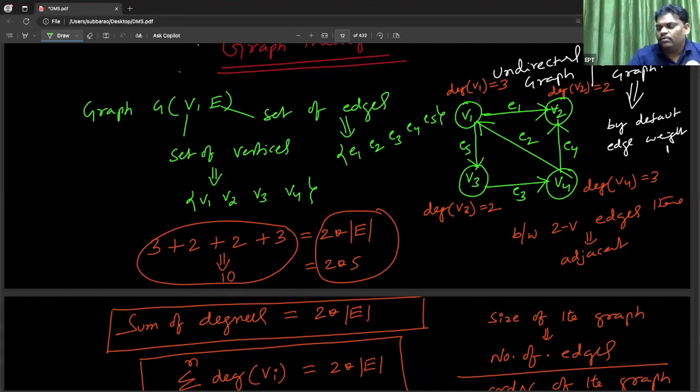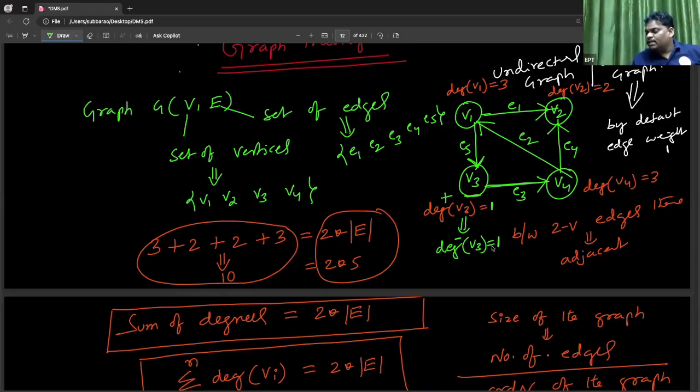How many people are coming inside? How many people are going outside? For V3, how many are coming inside? One person, in-degree. How many are going outside? Out-degree. So I'm writing now. Positive degree means in-degree. Coming means positive. Degree plus of V3 means in-degree of V3. How many people are coming inside? 1. Degree minus of V3: how many people are going outside? 1.